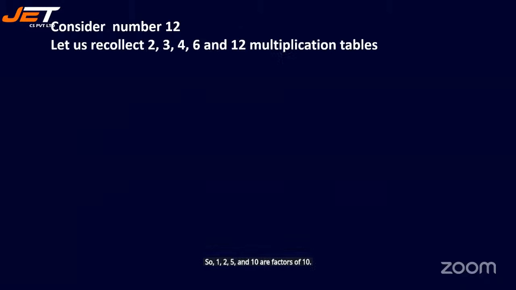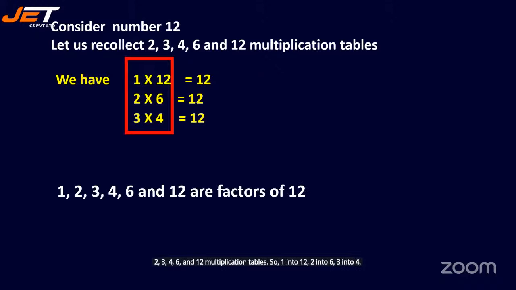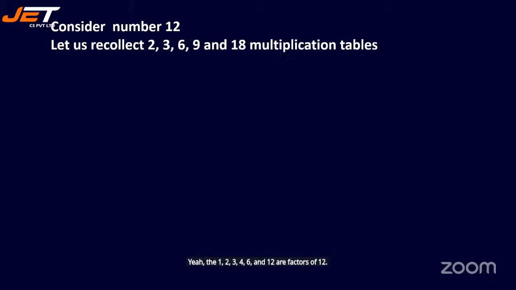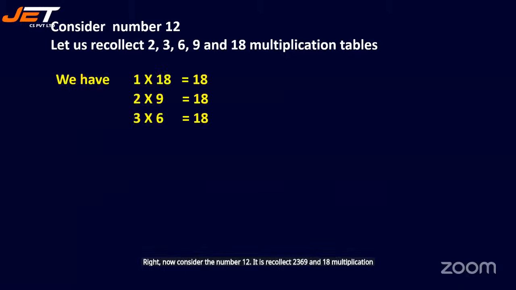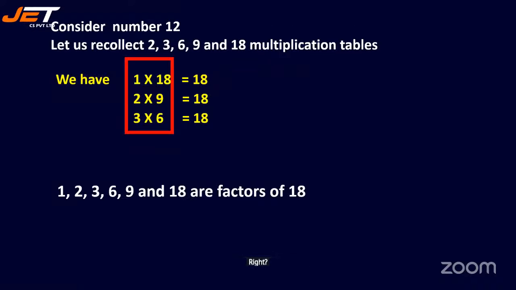Now consider the number 12. Okay, let us recollect 2, 3, 4, 6, and 12 multiplication tables. So 1 into 12, 2 into 6, 3 into 4. Okay. Now 1, 2, 3, 4, 6, and 12 are factors of 12. Right. Now consider the number 18. Let us recollect 2, 3, 6, 9, and 18 multiplication tables. So 1 into 18, 2 into 9, 3 into 6. Right. So 1, 2, 3, 6, 9, and 18 are factors of 18.